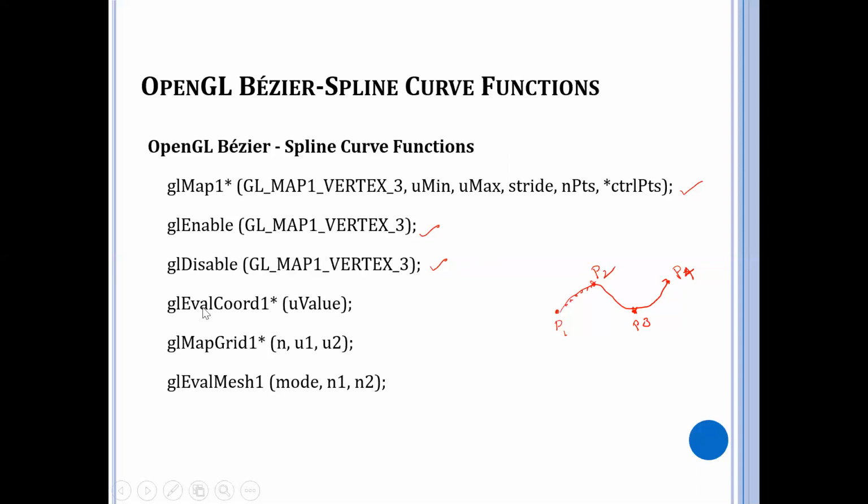Next, a coordinate position along the curve path is calculated with glEvalCoord. That is, glEvalCoord is used to calculate the coordinate position along the curve path, where uval is assigned some value in the interval from umin to umax. Say it is the minimum and maximum value for the curve parameter, and the distance between each point is generated by this eval coordinate.